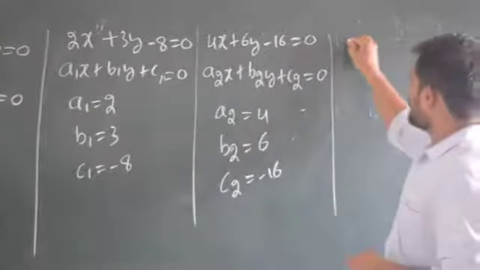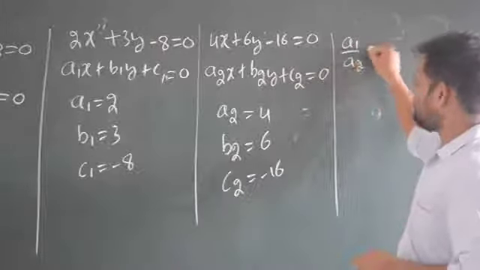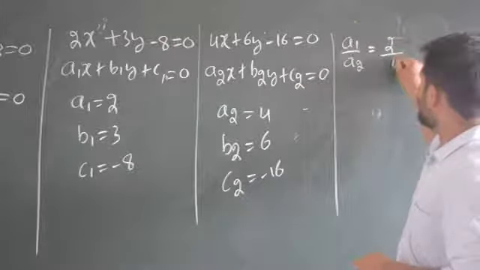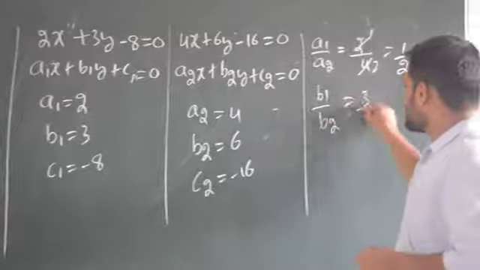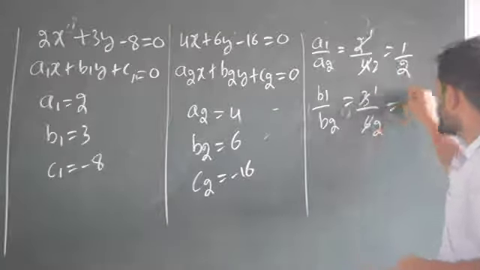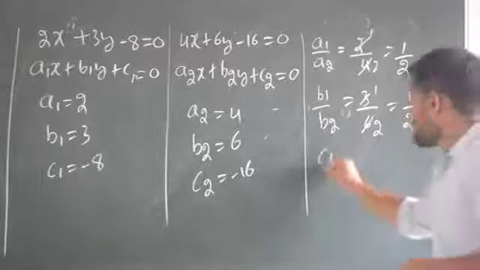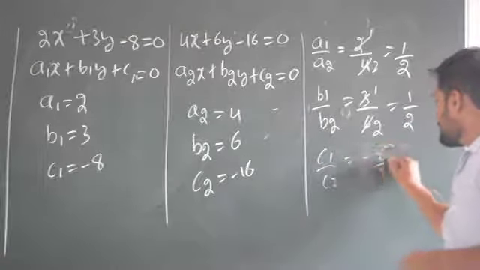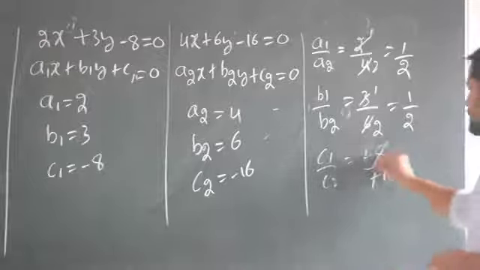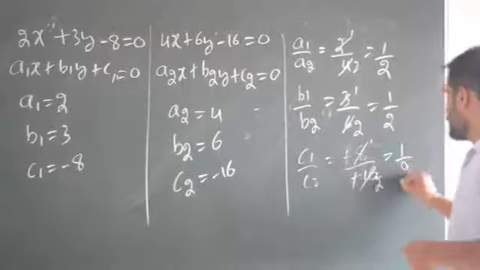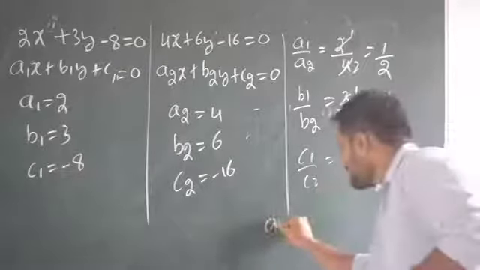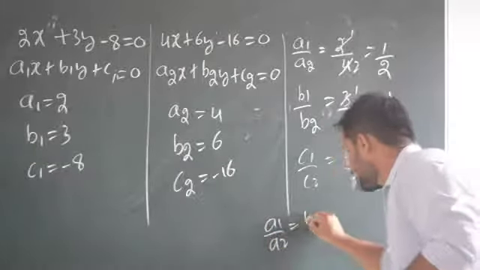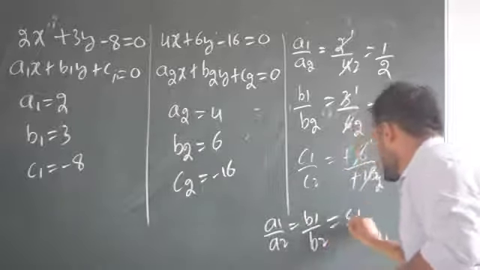Now let us calculate a1 by a2. What is the value of a1 by a2? a1 is 2 and a2 is 4. So 2 1s are 2, 2 2s are 4. The answer is 1 by 2. Now what is b1 by b2? b1 by b2 is 3 divided by 6, that is 3 1s are 3, 3 2s are 6, and that is equal to 1 by 2. Now c1 by c2 is equal to minus 8 divided by minus 16. Minus gets cancelled. 8 1s are 8, 8 2s are 16, that is equal to 1 by 2. Now look at this: 1 by 2, 1 by 2, 1 by 2. That means a1 by a2 is equal to b1 by b2 is equal to c1 by c2.